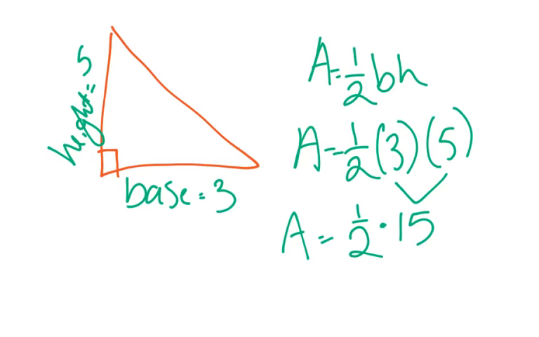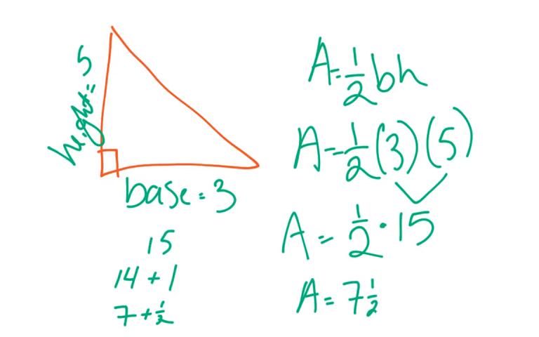Or I like to think of 15 as like 14 plus 1. That's the same thing as 15. And I can divide both of those in 2. Half of 14 is 7. Half of 1 is 1/2. My answer is that the area equals 7.5.